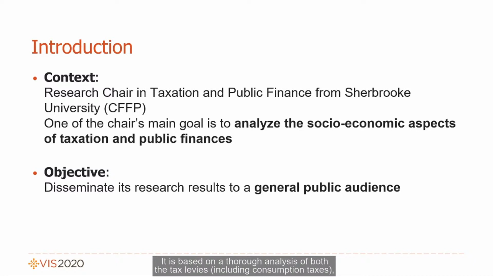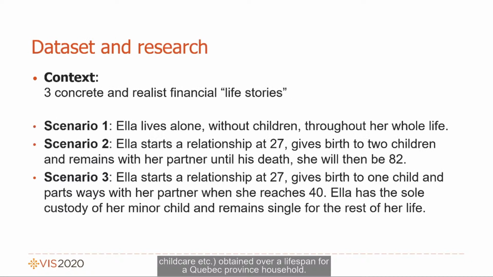It is based on a thorough analysis of both the tax levies, including consumption taxes, as well as tax benefits and the monetary value of public services, such as national education, healthcare, childcare, etc., obtained over a lifespan for a Quebec province household. This analysis showed that 3 different average life stories, depending on the life events that can affect a household, studies, changes in the size and composition of the household, are reasonable ways to give representative and accessible answers to the title question.